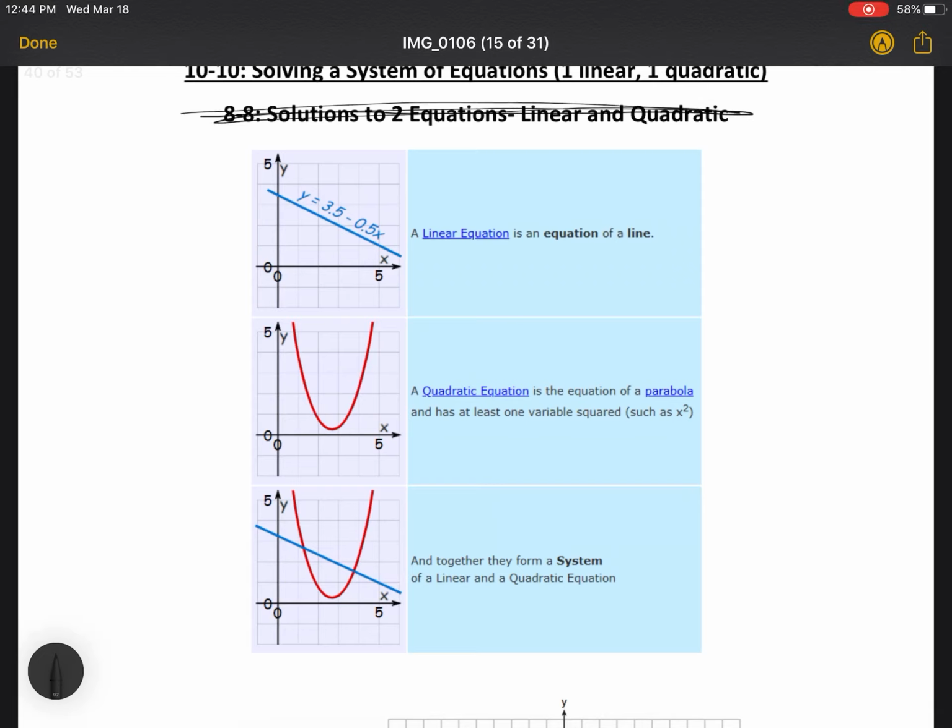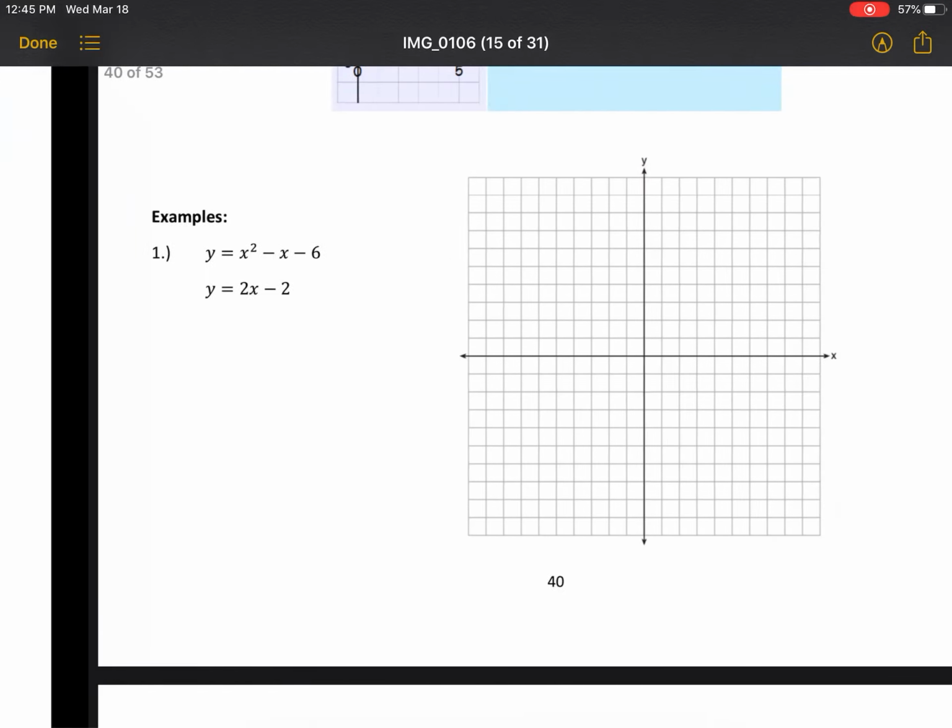Ignore this saying 8-8. That's not true. The pictures below show us the first picture is a line, the second picture is the parabola or the quadratic equation, and then together, if we graph them on the same set of axes, that is going to be a system. Now the way we solve a system, guys, remember, is where those lines cross each other. So the solutions are no longer where the parabola is crossing the x-axis. When we're dealing with a system, it's where the two graphs cross each other.